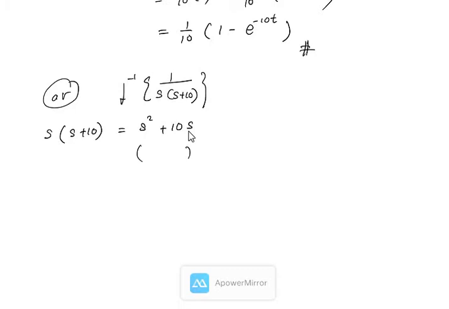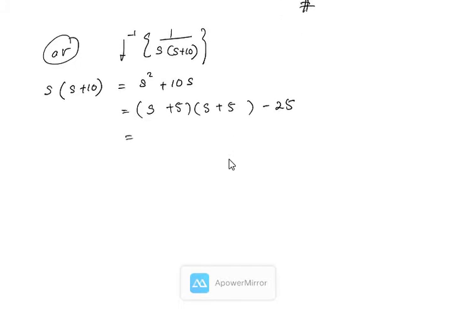10s, we can factorize it, such as s plus 5 and s plus 5. We can get s squared plus 10s. But 5 times 5, we can get 25. But in the question, we don't need the 25. But in the factorization, we have the extra 25. Therefore, we need to minus 25, because this is extra. So therefore, I can write it this way: s plus 5 squared minus 25.